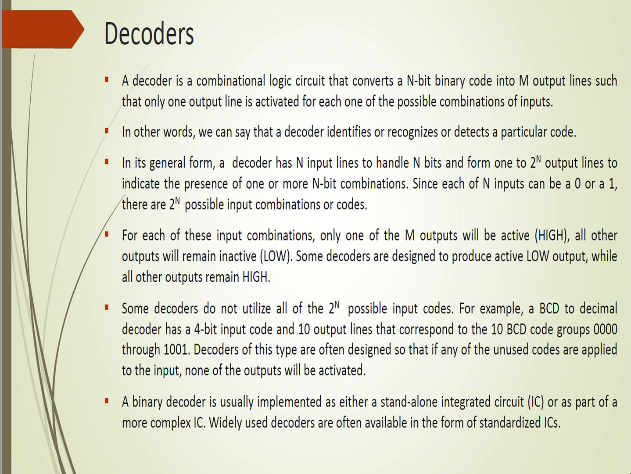and in the 2 to the power of n outputs, only one output will be high at a time and all other outputs will remain inactive. So here you can see, for each of these input combinations, only one of the m outputs will be active, that is high, and all other outputs will remain inactive. But some decoders are designed to produce active low output, while all other outputs remain high.